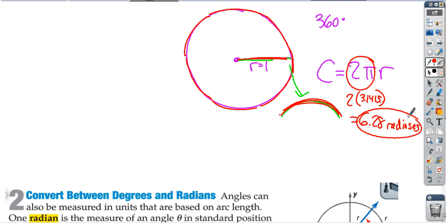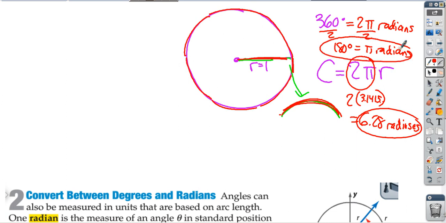A radian is a radius. And the question is, how many radiuses can you fit around a circle? You can fit 2 pi of them. So 360 degrees is equal to 2 pi radiuses. And the actual name that we use for radiuses is radians. Okay, just to simplify this a little, since both of these are divisible by 2, you could say this: 180 degrees is equal to pi radiuses. 180 is half the circle, and half of 2 pi r is 1 pi.